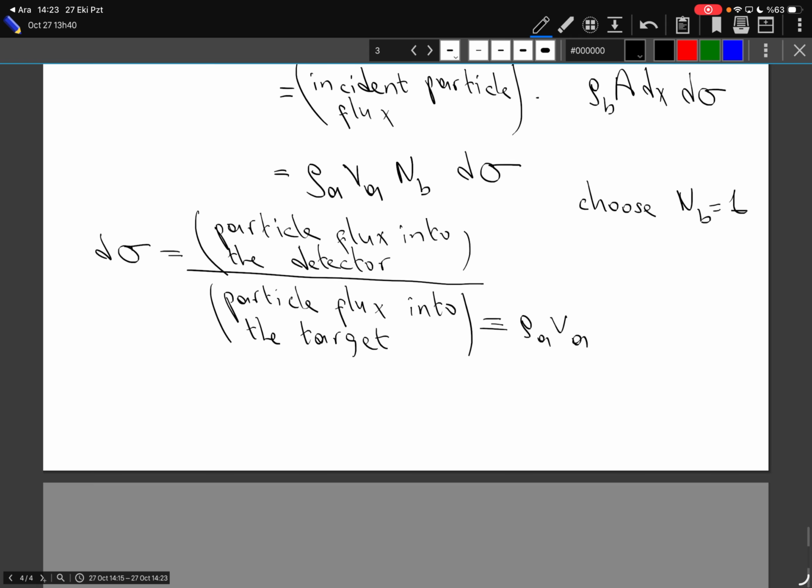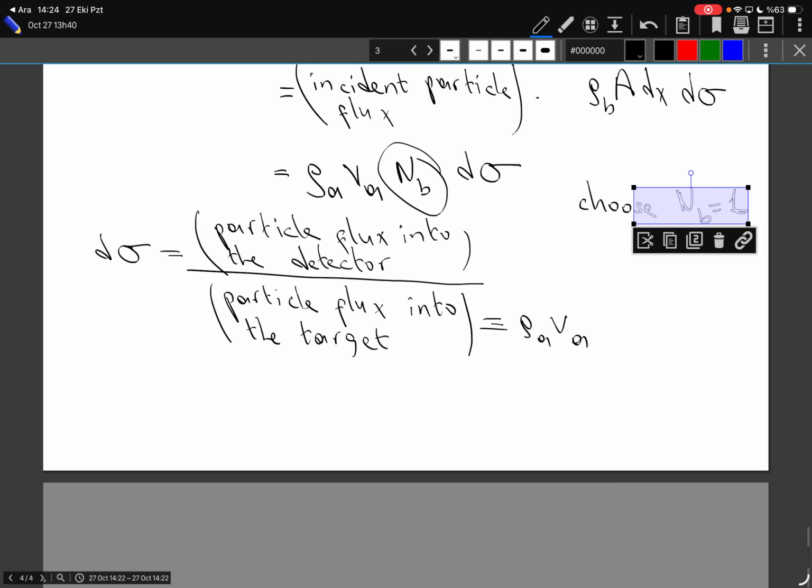Not what I was asking. What I was asking was whatever the density of targets in the target, number density of scatterers is. You mean this one, NB? Sure, that's the number of scatterers. A is the incident particles, B is the scatterers. Right, okay. So in fact, it's included in it. To simplify, I just said NB equal to 1.